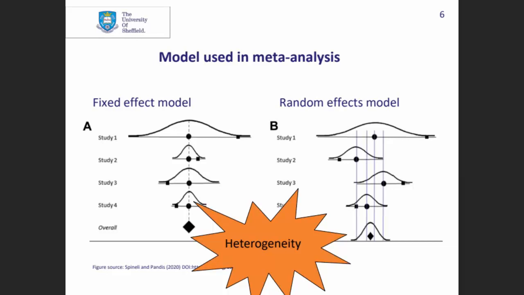A fixed effects model would be appropriate when it is believed that the true treatment effects in each study are the same, they are all equal, or it would be appropriate if the objective of the research is to determine whether the treatment had an effect in this observed set of studies, among the studies you included in your analysis. That would be fine.